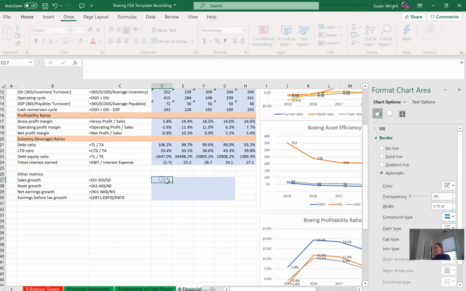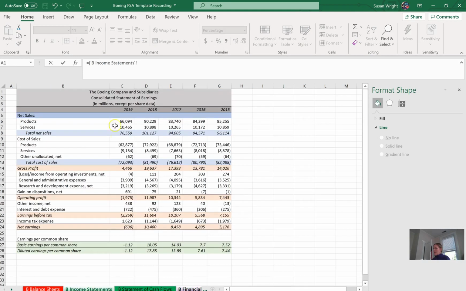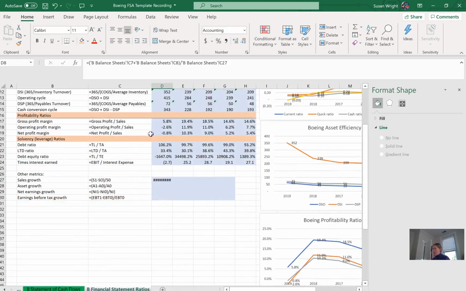Let's look at sales growth and asset growth, net earnings growth, and see what's going on there, because that's going to help us pick out that sales problem. So you take total revenue minus the previous year, and you divide it by the previous year. Same thing I did the last time.